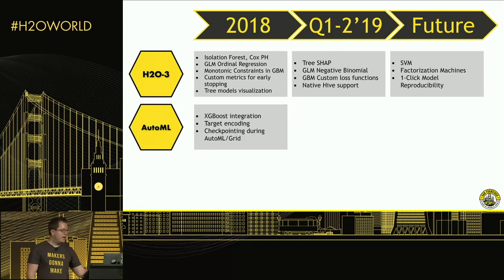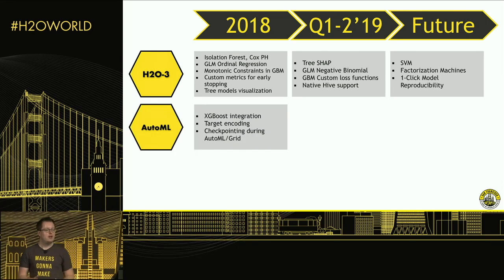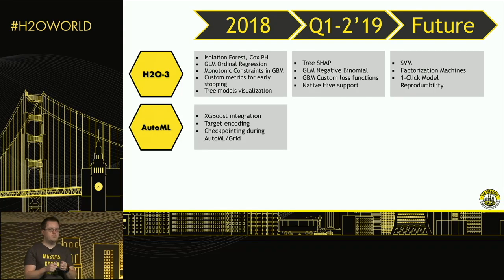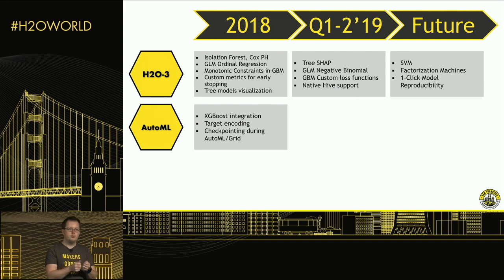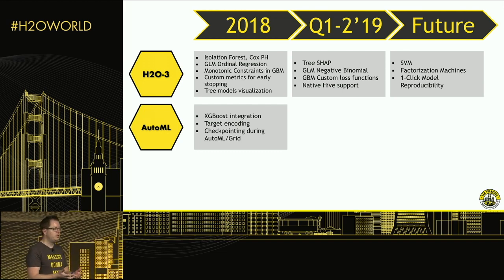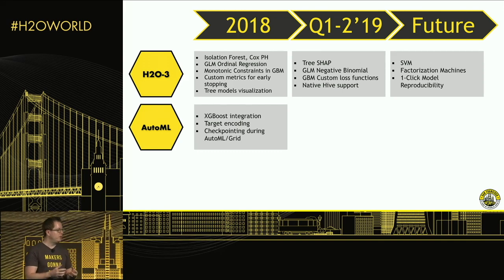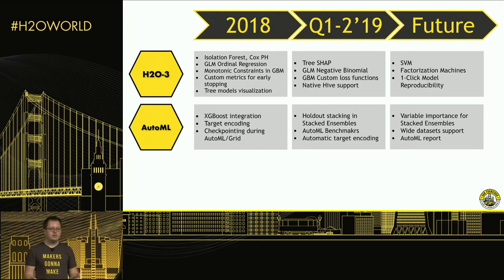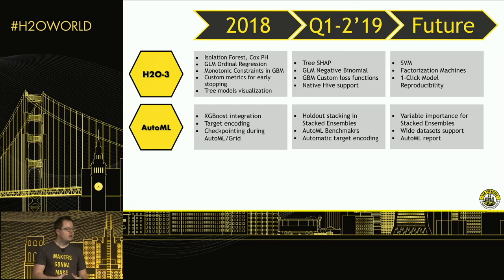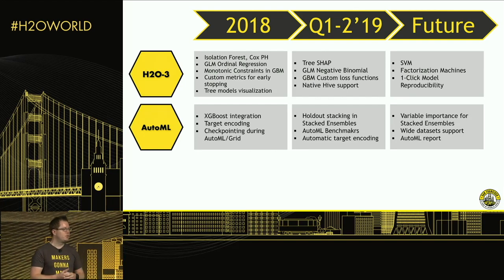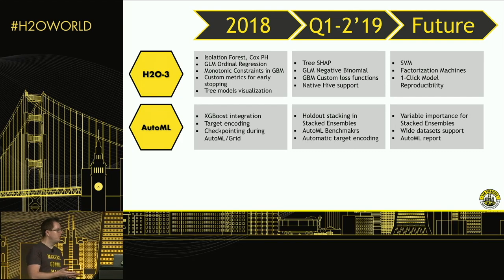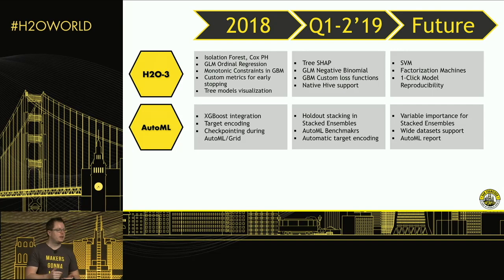Part of H2O-3 is also AutoML. AutoML is really using the power of the open source H2O, not only the machine learning power, but also the computation power. H2O-3 is fully distributed, fully parallelized, so AutoML is just a nice addition to have. We are simply integrating the models which are put into the open source H2O with AutoML, and adding more additions. An example is automatic target encoding.